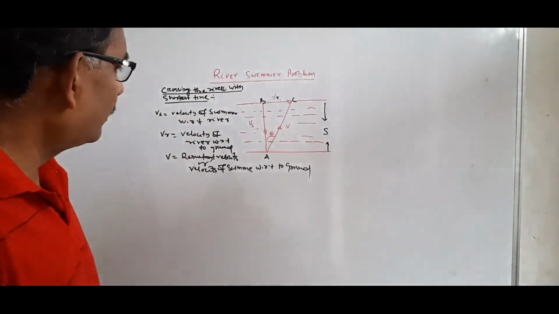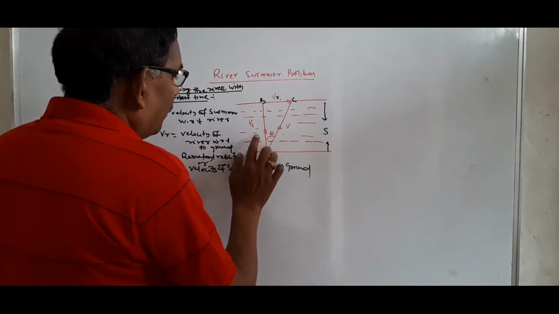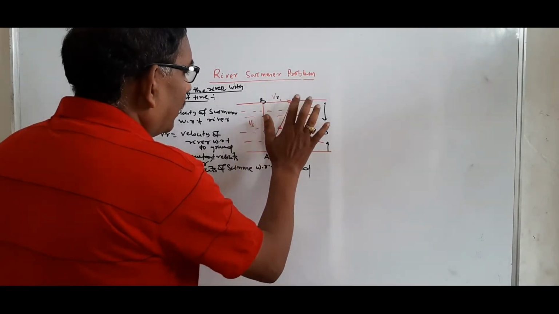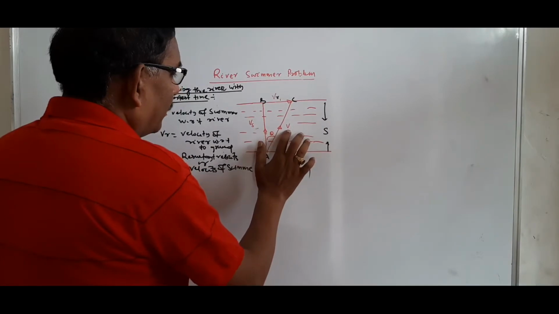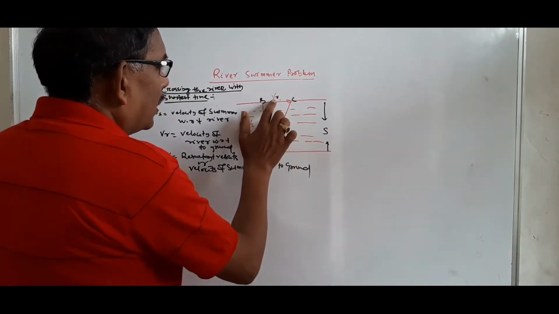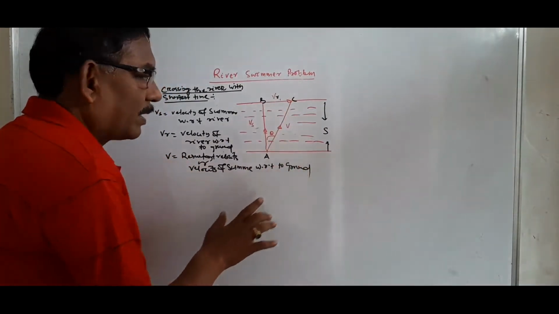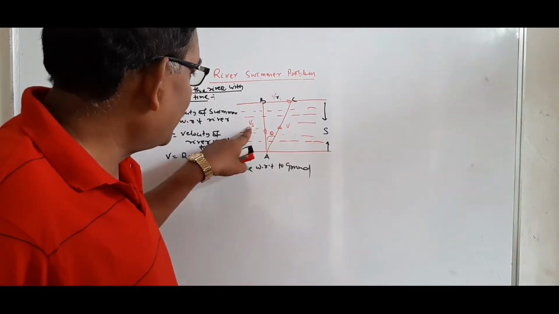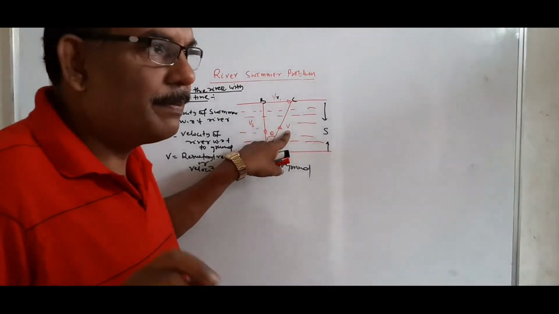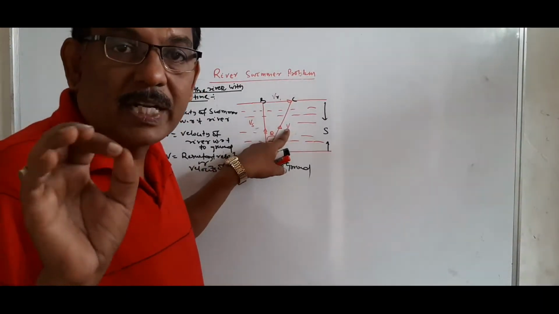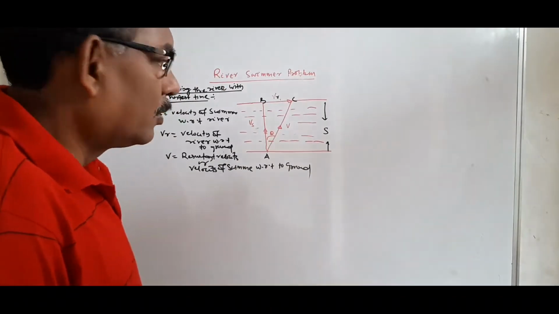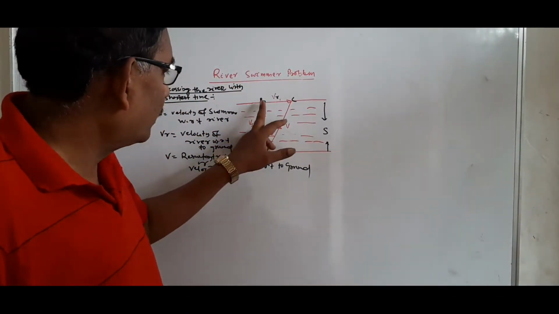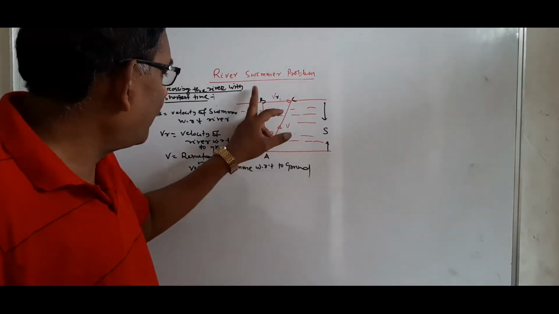So look at the diagram. Here Vs is the velocity of the swimmer and Vr is the velocity of the river, and V the resultant. Vr means the velocity of the river with respect to ground and Vs means the velocity of the swimmer with respect to ground. Similarly, the resultant is V. V means the velocity of the swimmer with respect to ground. So the swimmer wants to swim in a perpendicular way to cross the river along AB.